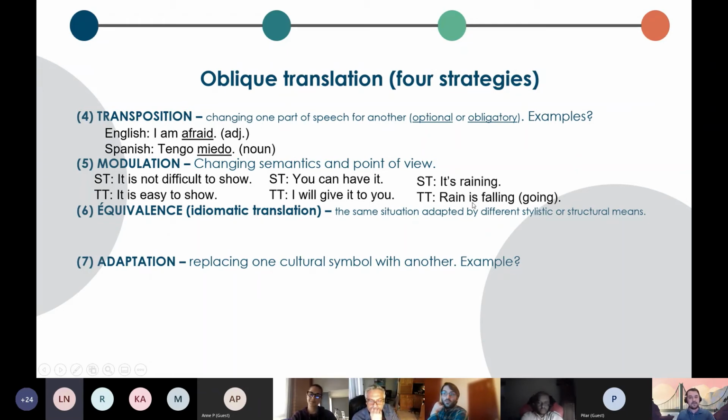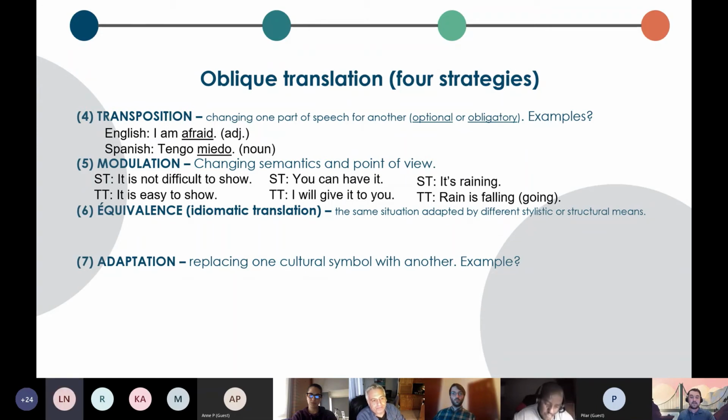In the target language, maybe, like for example, in Polish, you say rain is falling. In Russian, you say rain is going. So there are different ways you can express things like that. That's called modulation. The next one is my favorite, simply because you have to say it with the French word, équivalence, or idiomatic translation. So we have the same situation, but we have to adapt it to the target language.